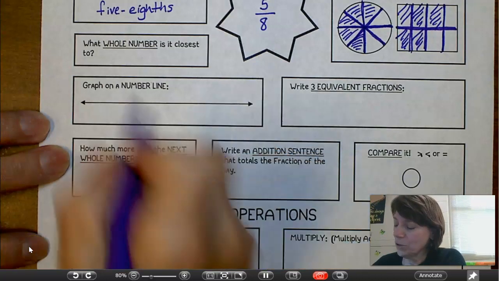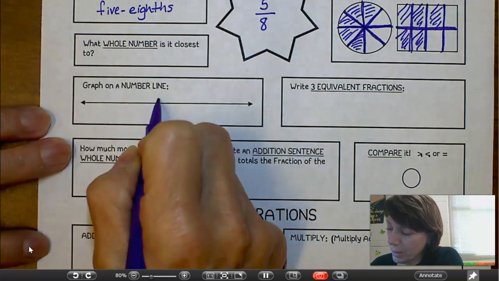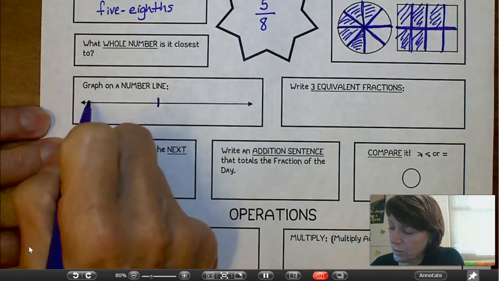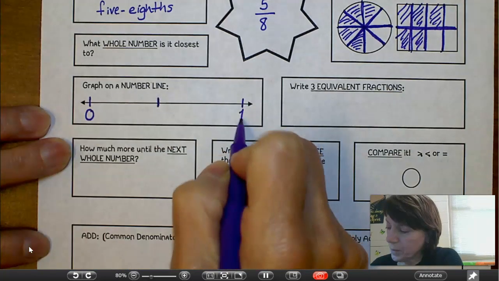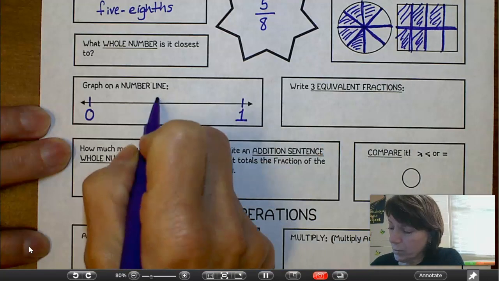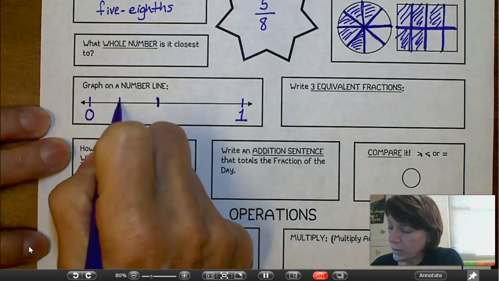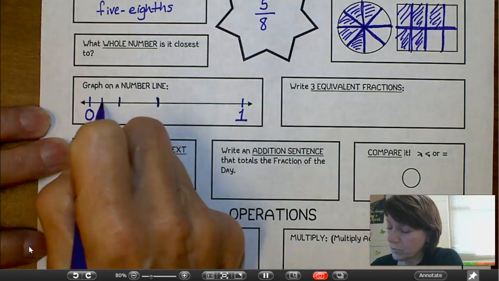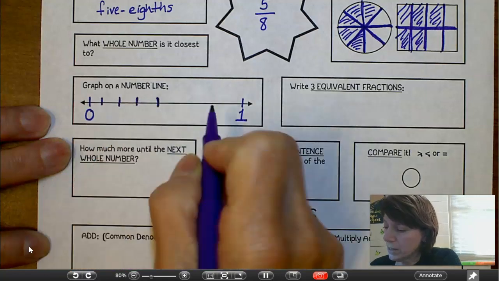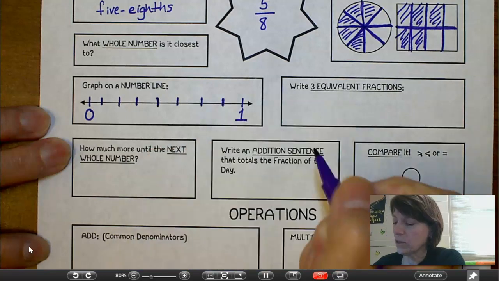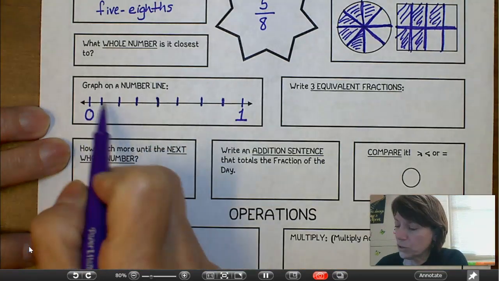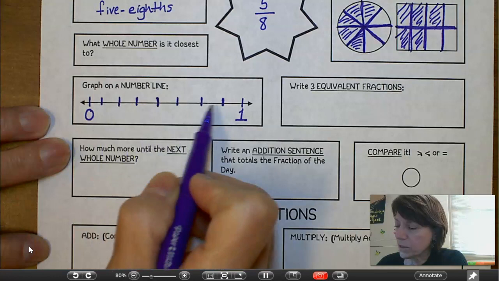Alright, to decide what whole number it's closest to, I'm going to divide my number line up into 8ths first of all. So this will be my 0, and this will be my 1. And there's my halfway mark right there. So I'm going to divide this section into halves, and then each of those sections into halves, and then this section into halves, and then each of those sections into halves. So I should have 8ths here. 1, 2, 3, 4, 5, 6, 7, 8.